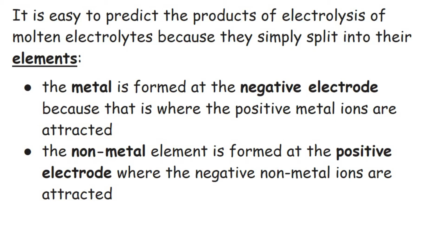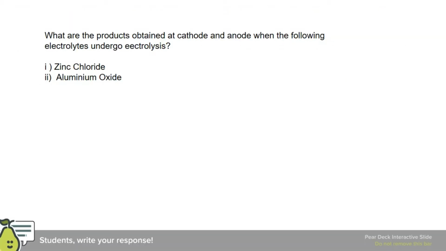So this is the electrolysis of molten lead bromide. It is easy to predict the products of electrolysis of molten electrolytes because they simply split into their elements. The metal is formed at the negative electrode because that is where the positive metal ions are attracted. And the nonmetal is formed at the positive electrode where the negative nonmetal ions are attracted.